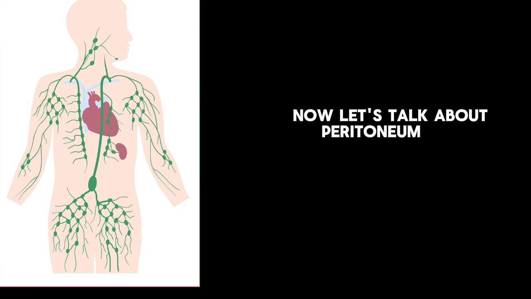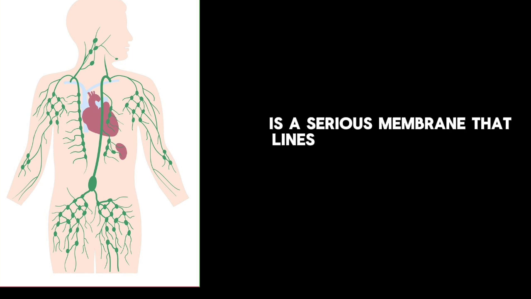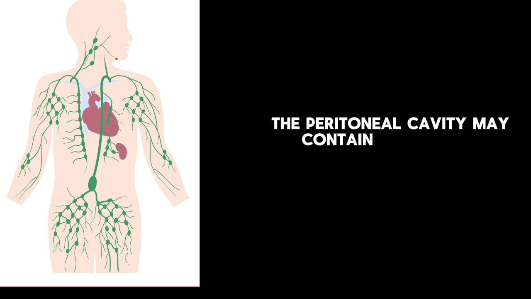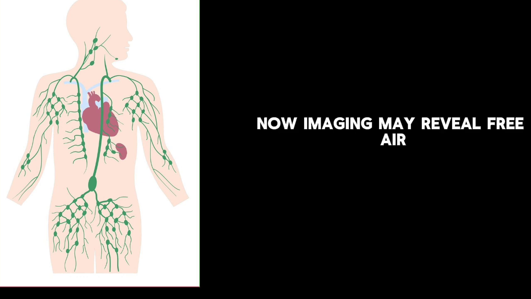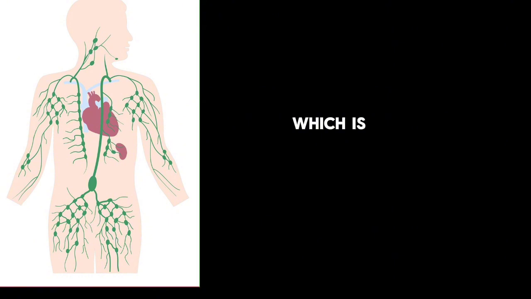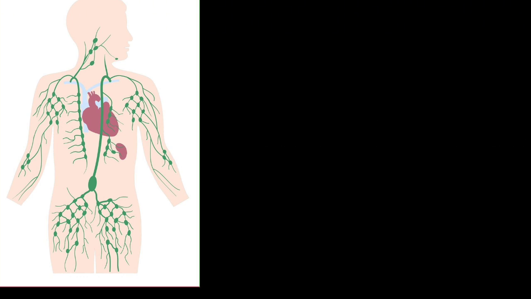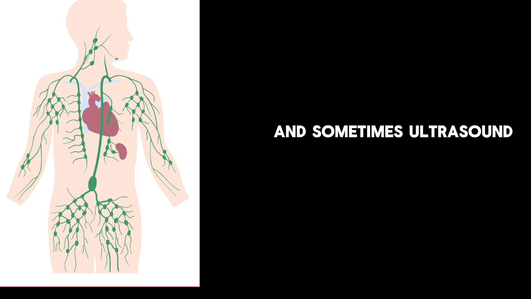Now let's talk about the peritoneum and retroperitoneum. The peritoneum is a serous membrane that lines the abdominal cavity and covers the organs. The peritoneal cavity may contain ascitic fluid in conditions such as liver cirrhosis. Imaging may reveal free air in cases of bowel perforation, which is a radiologic emergency. The retroperitoneum, on the other hand, houses organs such as the kidneys, the adrenal glands, and the pancreas, and also the aorta. Masses or hemorrhage here can be subtly detected using CT or MRI, and sometimes ultrasound.